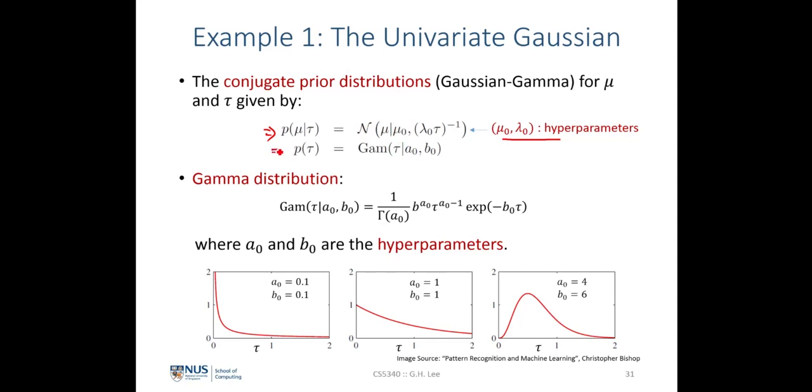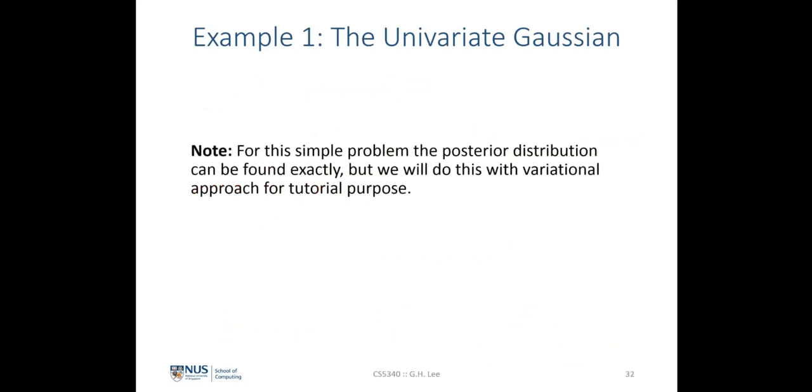And here tau, which is our precision, the conjugate prior distribution is taken to be the gamma distribution, parameterized by 2 hyperparameters a naught and b naught over here. And this expression gives the gamma distribution in terms of tau, a naught and b naught. And we can see that a naught and b naught are hyperparameters. If we give a different setting, we will see that we will have a different distribution for the precision in our univariate Gaussian distribution.